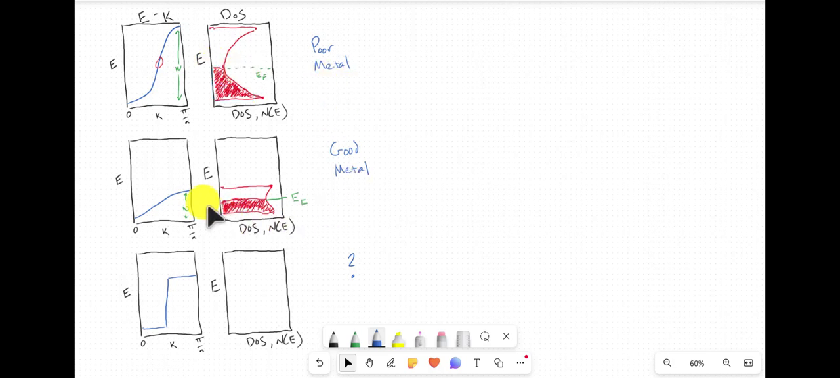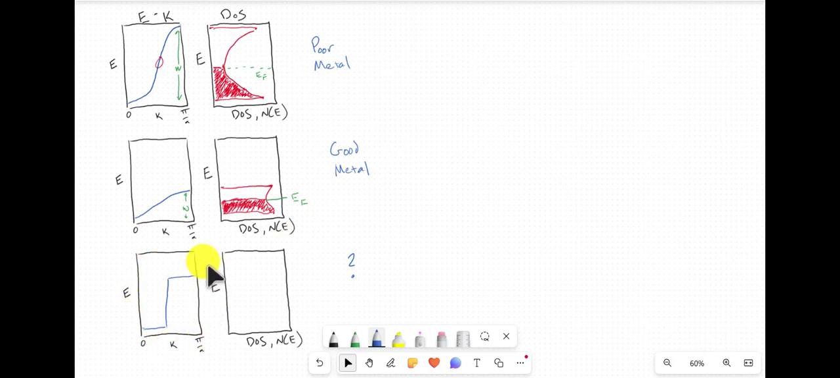And then we said, well, we've got this where the bandwidth is narrower, so we've got more available states over this narrower range, and this is a better metal. So this is what we consider a good metal.